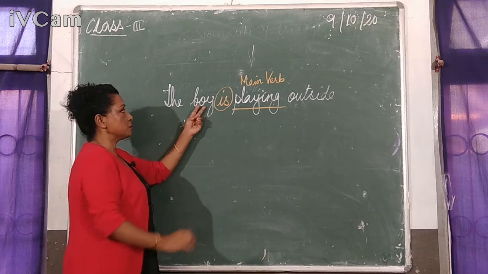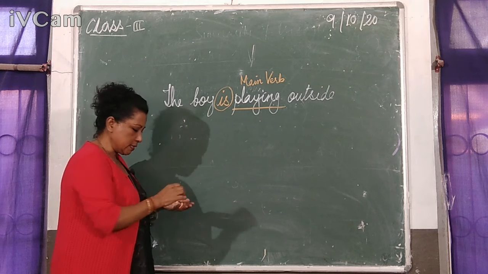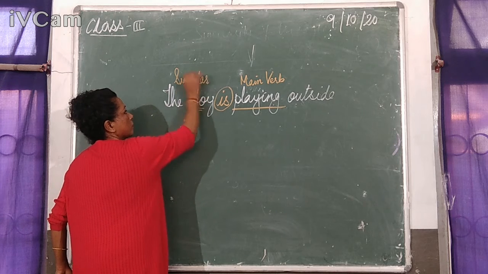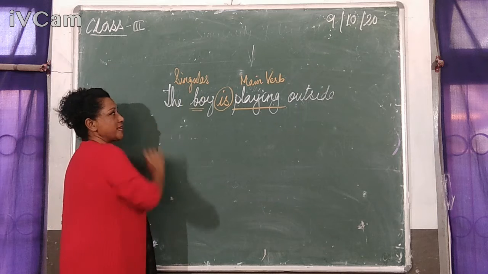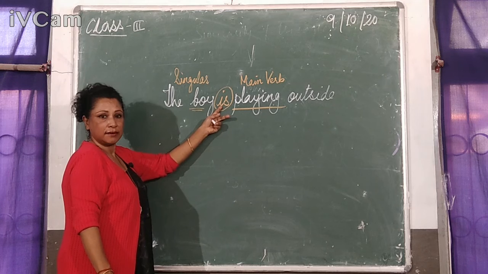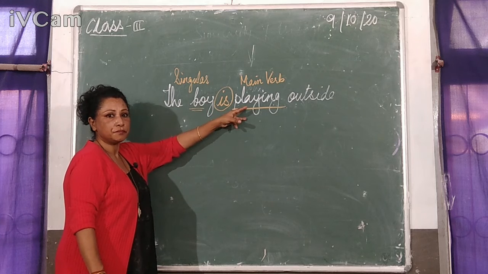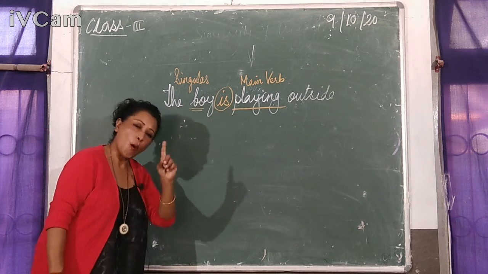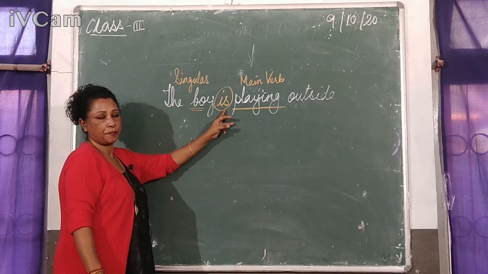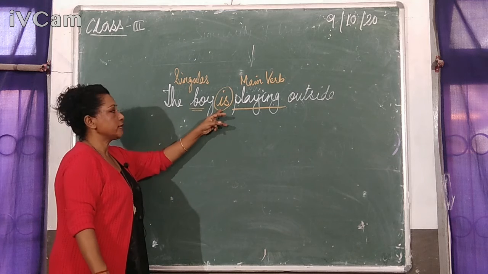In the same way, the boy: how many boys am I talking about? One boy, isn't it? So the boy is singular. So when I'm talking about one, then I use "is". The boy is playing outside. So the word which helps the main verb in the sentence, when you talk about one person, one place, one animal, one thing, that is singular. Then you use "is".